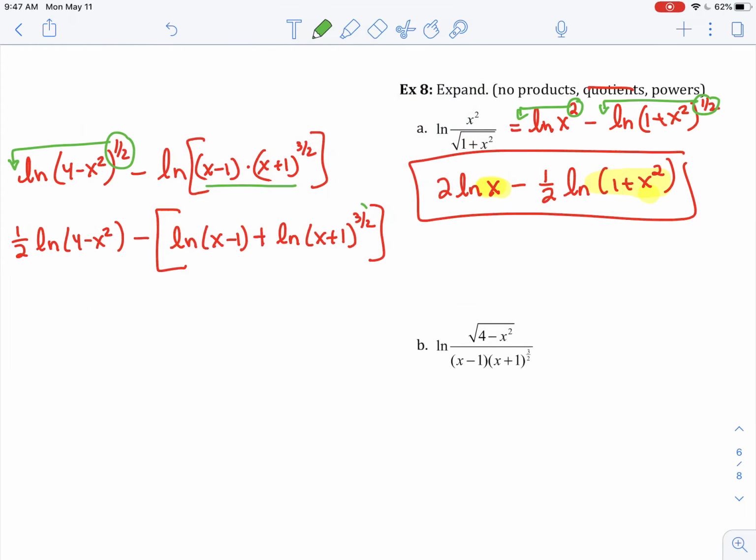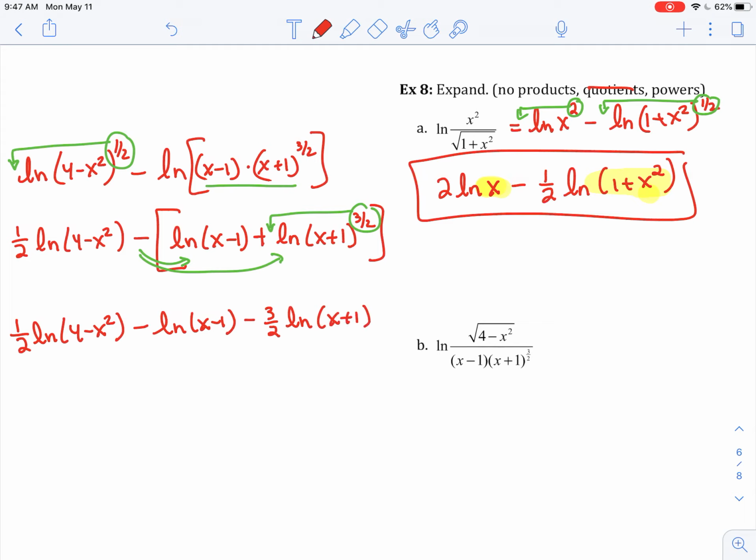And now again, we have another power, log of a quantity to a power, that we will be able to bring down in front as a coefficient to multiply those. We also have this minus sign that we can distribute to each of these quantities. So if we take care of both of those, our next step would be 1/2 the natural log of 4 minus x squared minus the natural log of x minus 1 minus 3/2 the natural log of x plus 1.